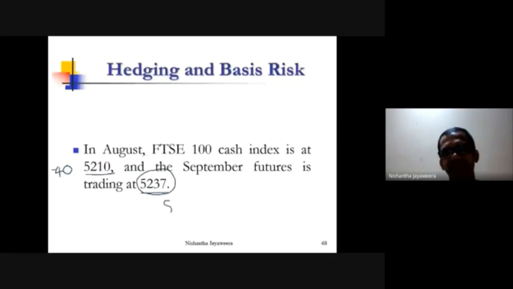What is the drop? 5,275 to 5,237. It's gone down by 38 points. Yes, 75 to 37. It has moved down by 38. Is it clear?